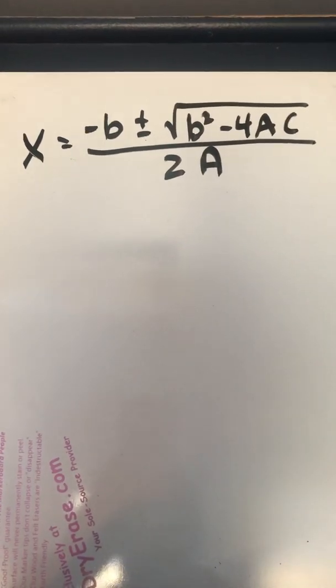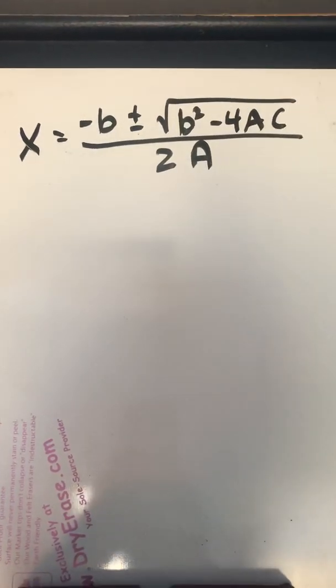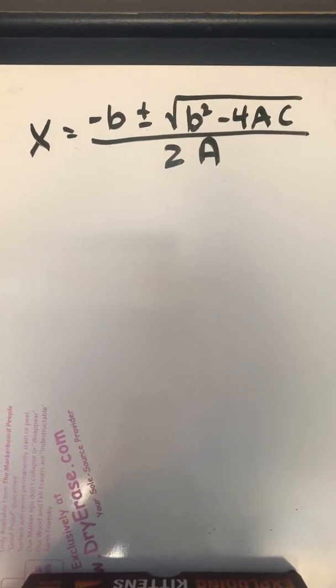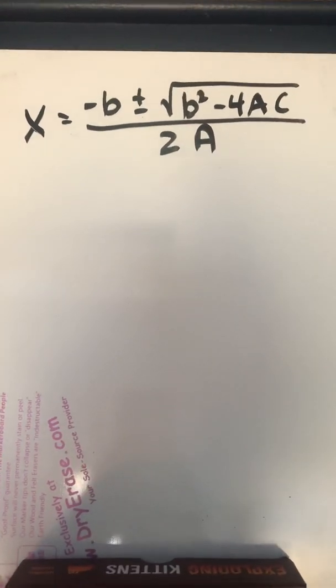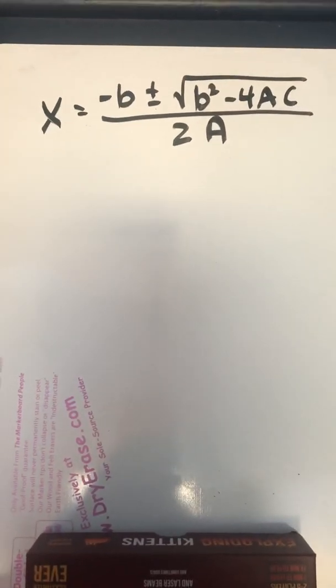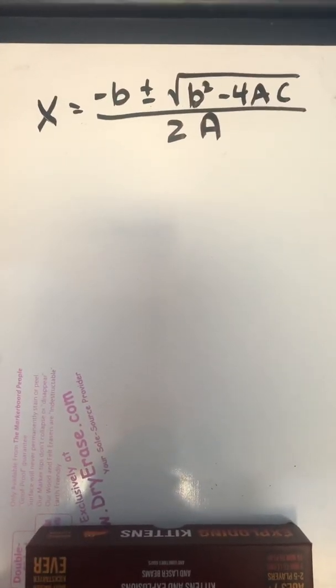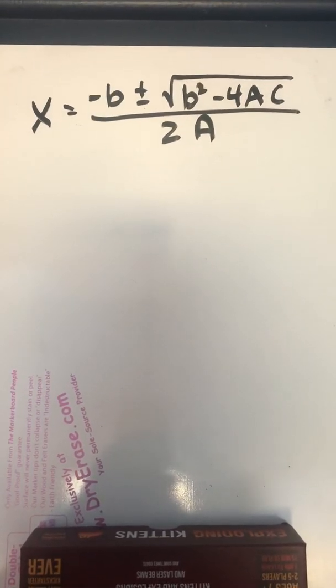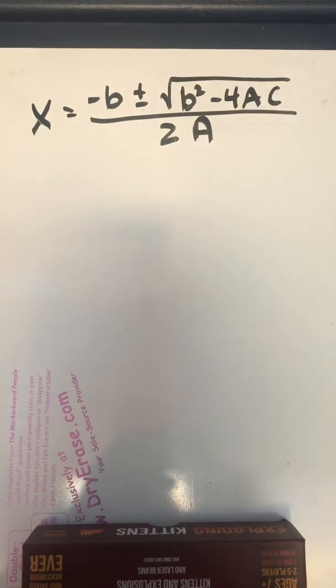This is the quadratic formula. It's x equals negative b plus or minus the square root of b squared minus 4ac all over 2a. It looks rather complex, but it is a formula that will solve any quadratic equation if you simply substitute in the correct values of a, b, and c from the given quadratic equation that you're trying to solve.